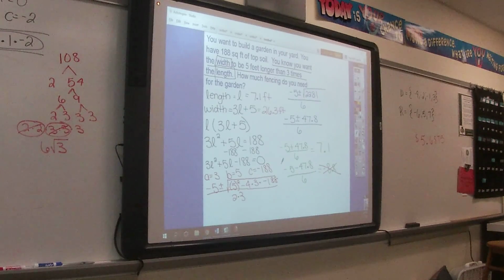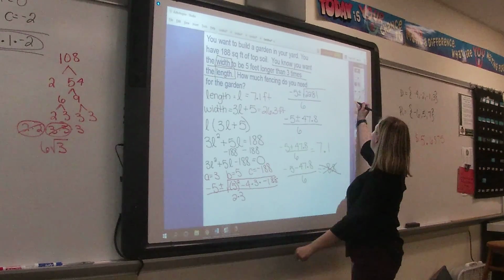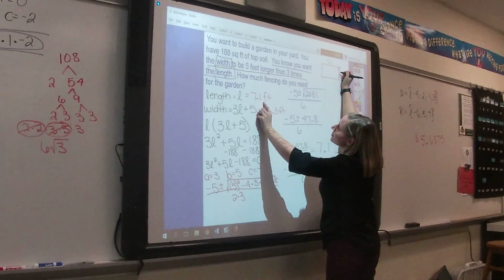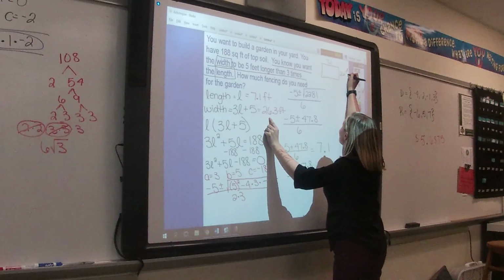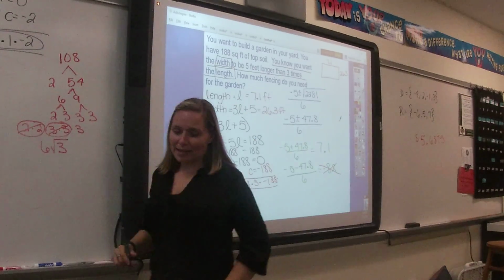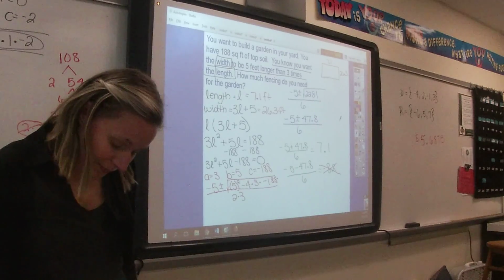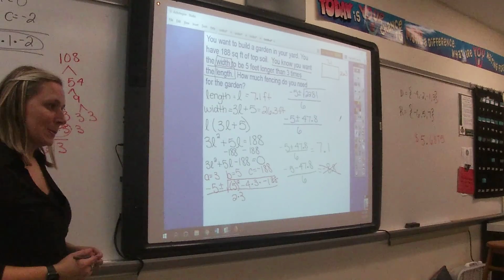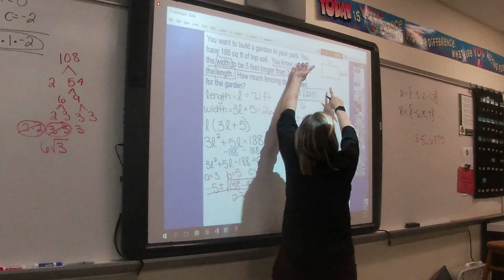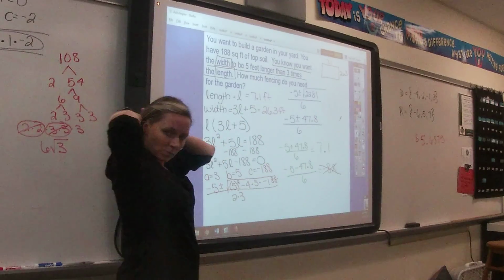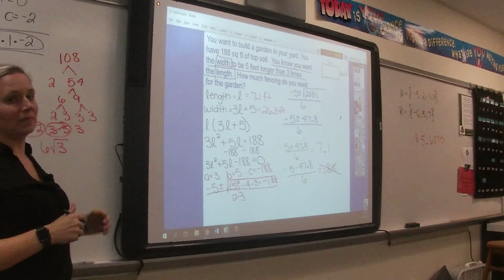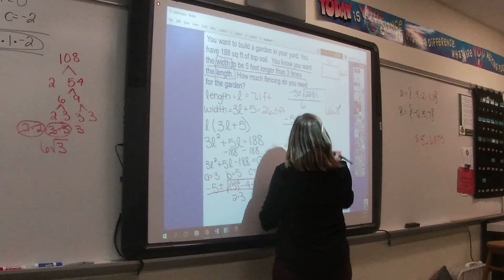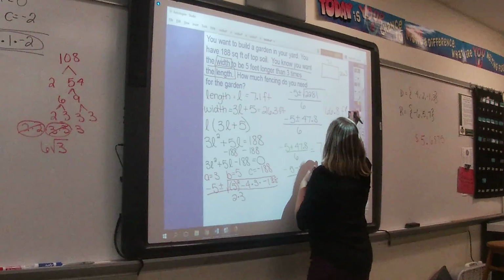Oh, Miss McKinney. So we now have a rectangle. How do we find the perimeter? Add up all 4 sides. There's 4 sides, so don't forget to add these other 2. 66.8. Boom. So we would need 66.8 feet of fencing.